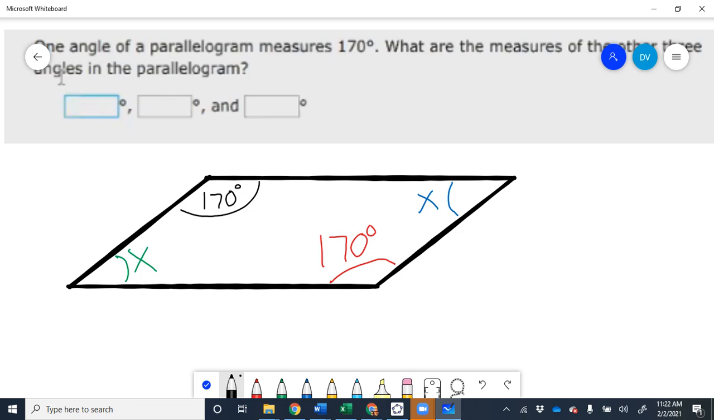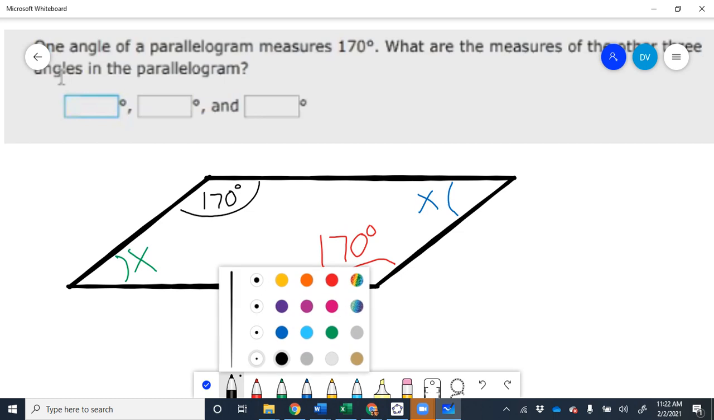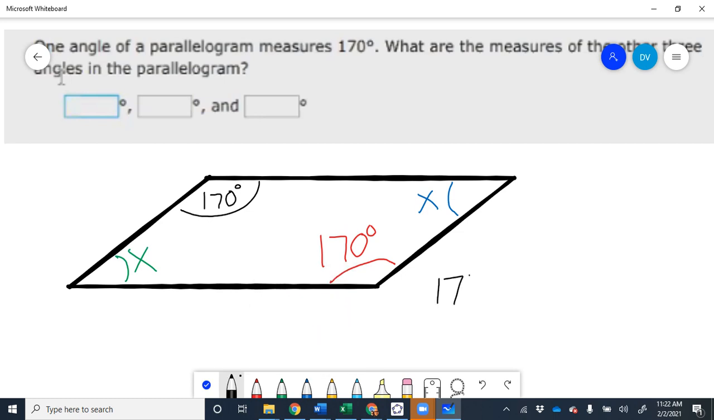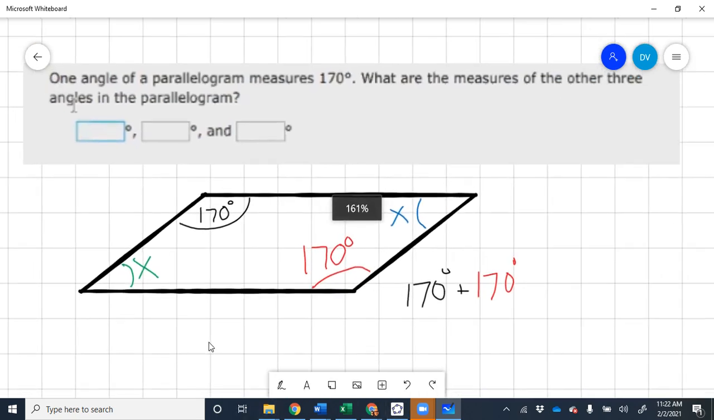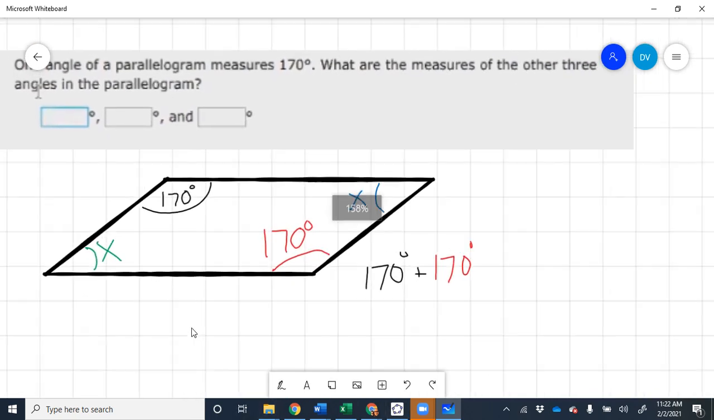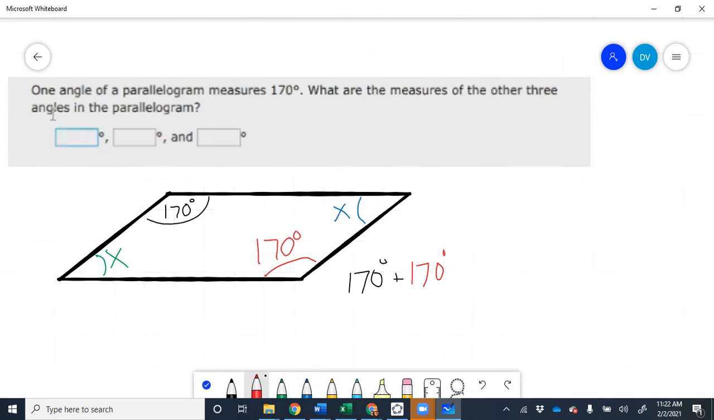So we could write an equation that indicates what I just said. If I add up all four of these angles, the black angle, 170, plus the red angle, which is also 170 degrees, plus the green angle and the blue angle, plus the green X.